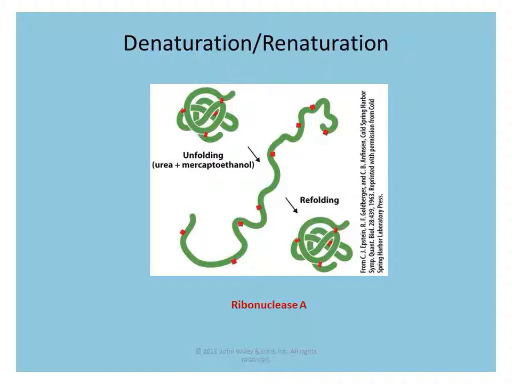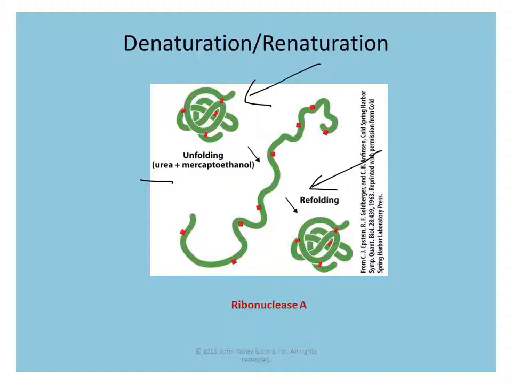Protein folding can be studied by doing what's called denaturation and renaturation studies. Proteins in their native shape can be unfolded using certain reagents called urea or other types of reagents. And the protein can then be refolded by removing urea or another type of agent. When a protein is unfolded, it's called denaturation, and when it's allowed to refold again, it is called renaturation.